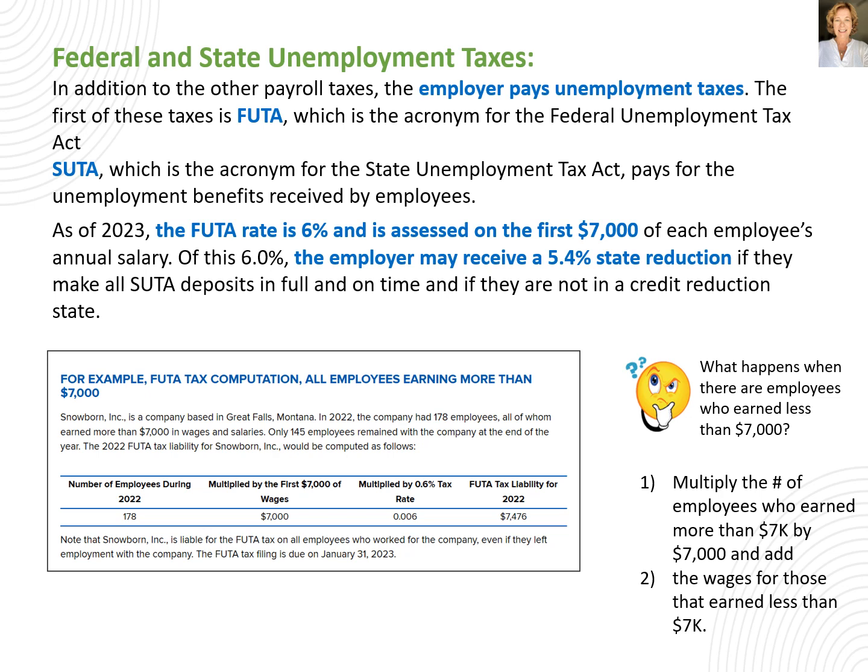Employers are also responsible for unemployment taxes, which includes FUTA under the Federal Unemployment Tax Act, as well as SUTA under the State Unemployment Tax Act. FUTA covers the administrative expenses of administering the program, whereas SUTA covers the actual unemployment benefit payment to employees who are unemployed.